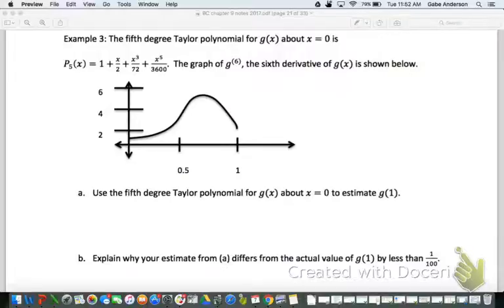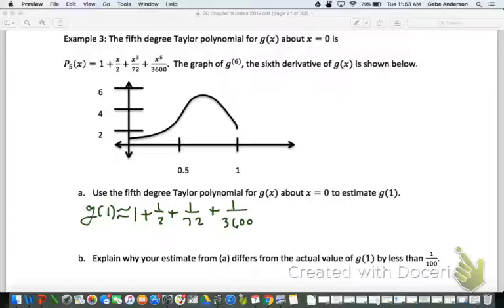So part A says, use the fifth degree Taylor polynomial about x equals 0 to estimate g of 1. This is similar to the previous one. We're going to estimate g of 1, so I would write g of 1 is approximately equal to, and now we just plug a 1 in for x. So 1 plus 1/2 plus 1 over 72 plus 1 over 3,600.